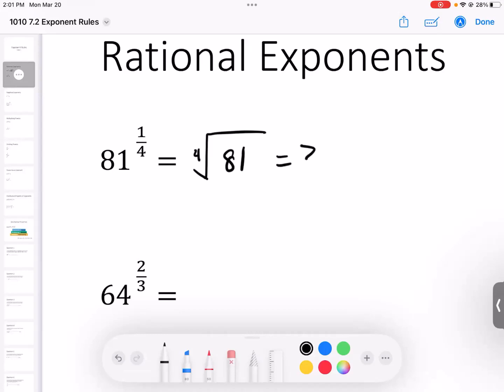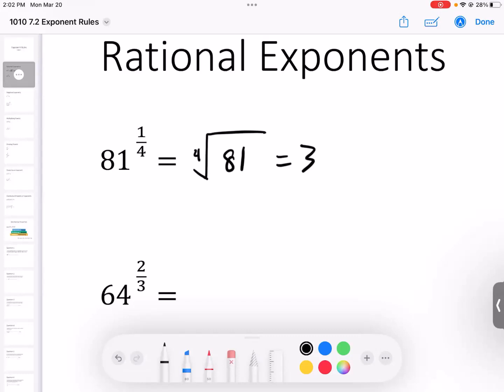Yep, it would simplify to be 3, because if you do 3 times 3, that's 9, times 3 again is 27, times 3 a fourth time would give you 81. Now, we haven't done any fractional exponents like this one, but basically the bottom number of the fraction will be the root, and the top number just works like a regular exponent.